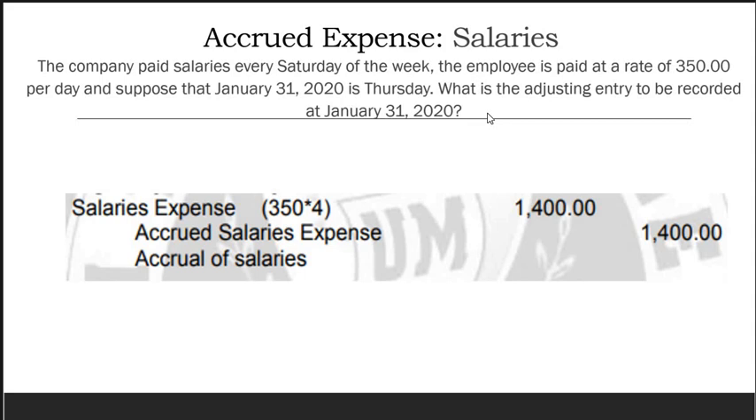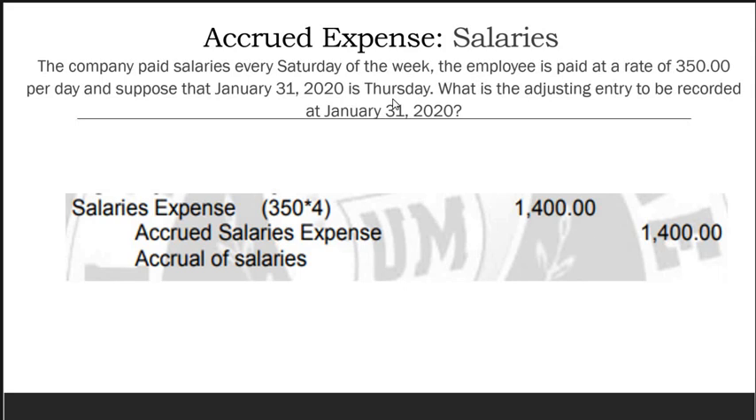So, if this is the case, then the next sweldo nila ay sa Sabado pa, meaning that's after January 31, 2020. What we're going to do now is we have to accrue that portion na nag-accrue na pero hindi pa nabayaran kasi by Saturday pa mababayaran. So, if January 31 is Thursday, ibig sabihin the employee has already worked for 4 days, from Monday, Tuesday, Wednesday, and Thursday. So, that's a total of 1,400, good for 350 pesos per day for 4 days.